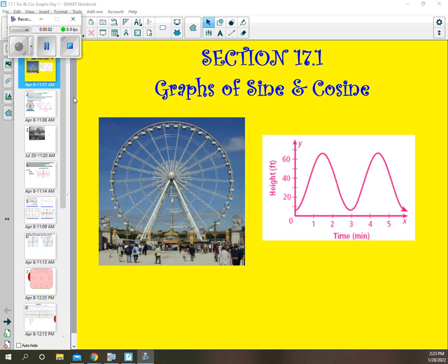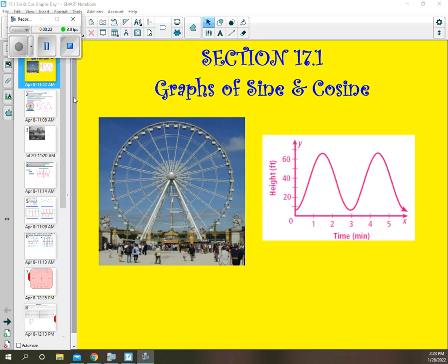All right, we're starting chapter 17, which is all about the graphs of sine, cosine, and tangent. So taking our trig functions and taking a look at what their pictures look like when we graph them. Kind of like when we do linear equations, we talk about solving and we do all sorts of things with them, but we also look at their picture or their graph. So that's what we're going to be digging into here in chapter 17.